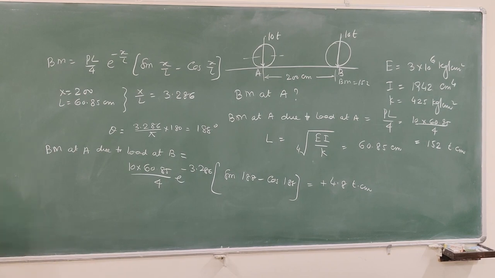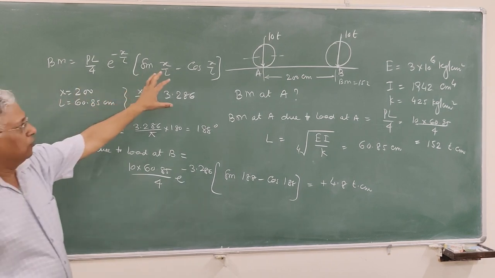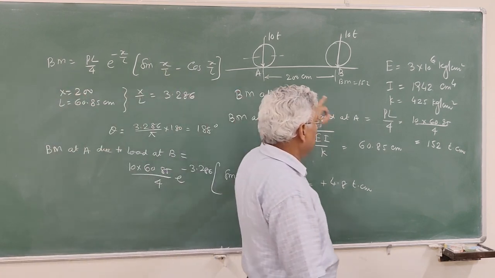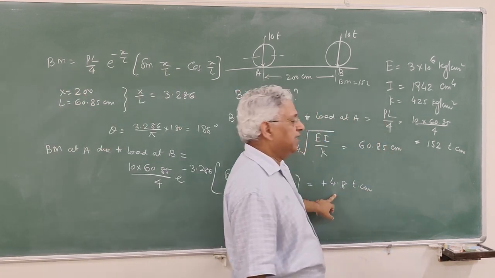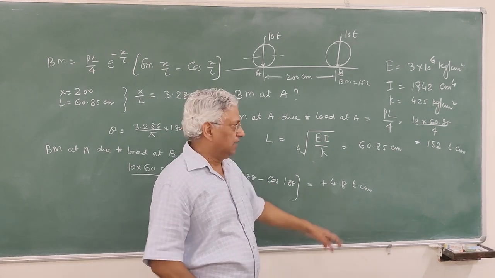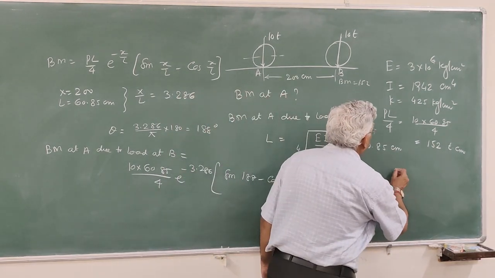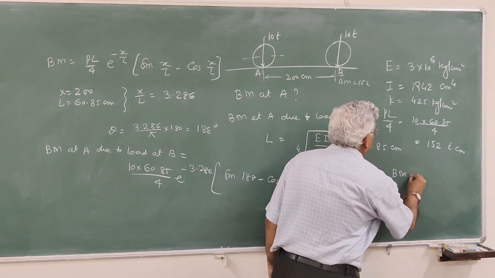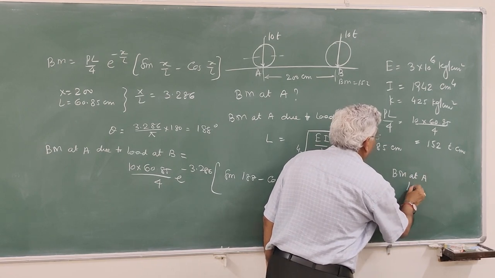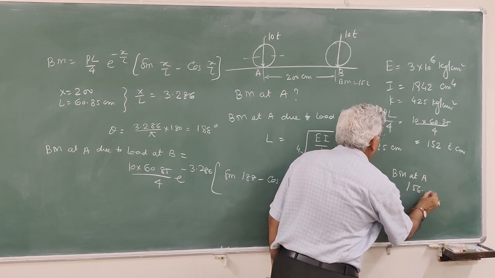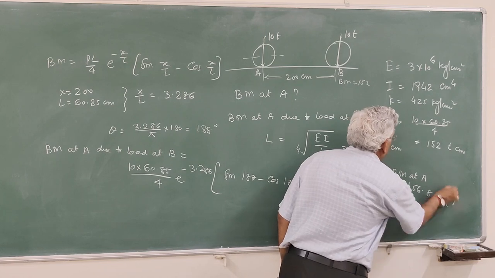Very marginal effect of B at A. So total bending moment at A will be equal to 152 plus 4.8 tons centimeter. That is 156. Bending moment at A is 156.8 tons centimeter.